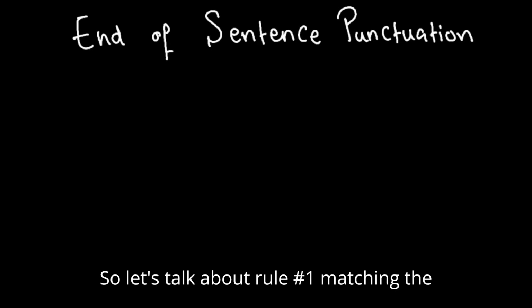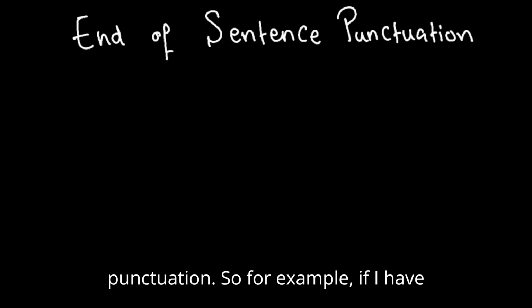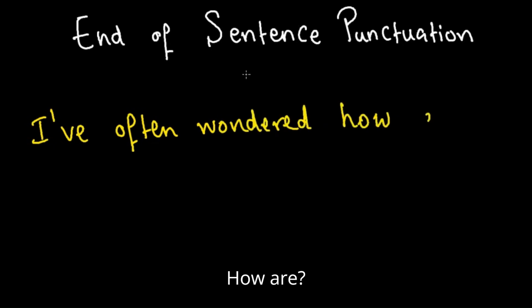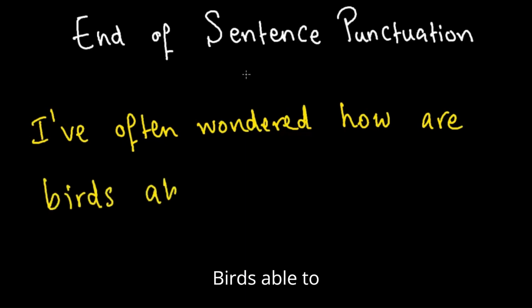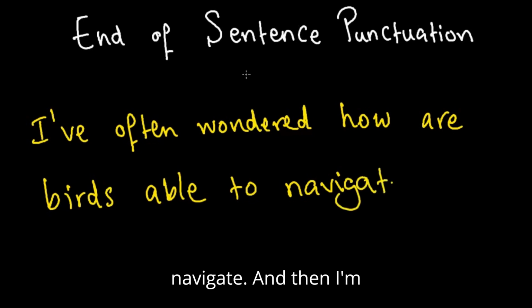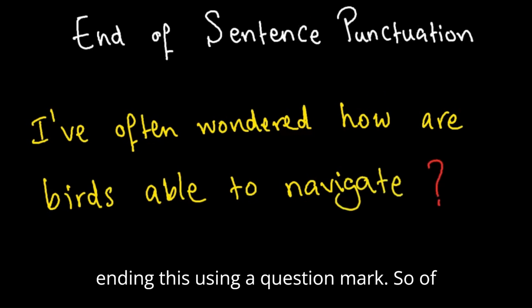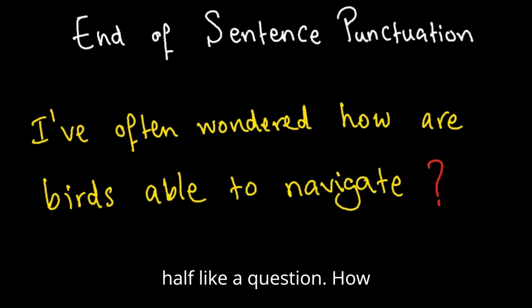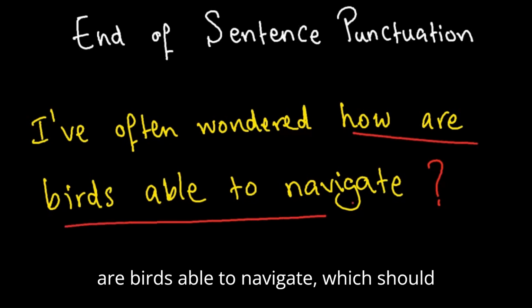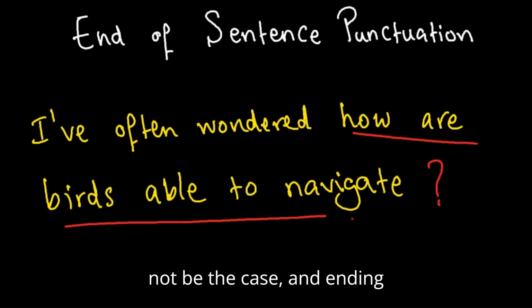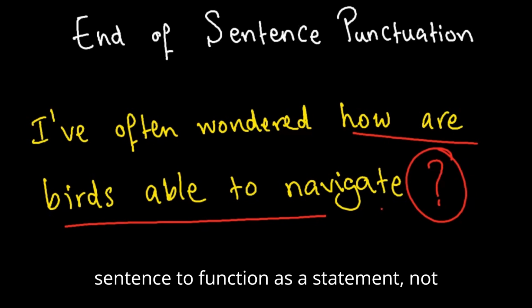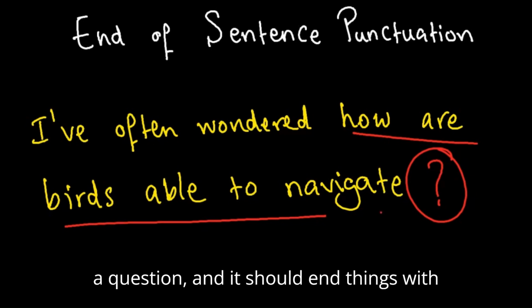So let's talk about rule number 1, matching the function of the sentence with the end punctuation. For example, if I have this sentence here, I've often wondered how are birds able to navigate? And then I'm ending this using a question mark. Of course, this version of the sentence is incorrect because it confuses the purpose of the sentence. By phrasing the second half like a question, how are birds able to navigate, which should not be the case, and ending things with a question mark. This is not a real question. The correct version of this sentence should phrase the sentence to function as a statement, not a question. And it should end things with a period.